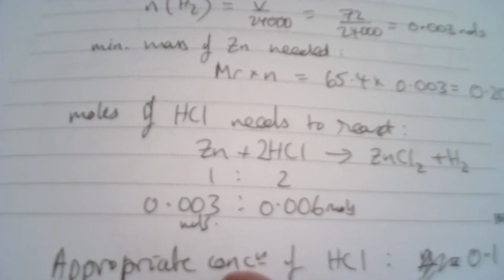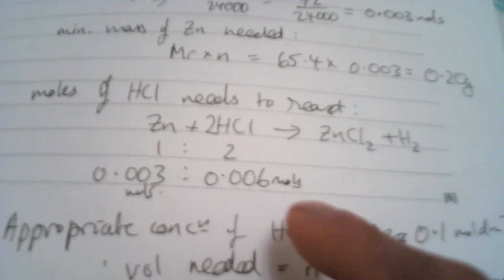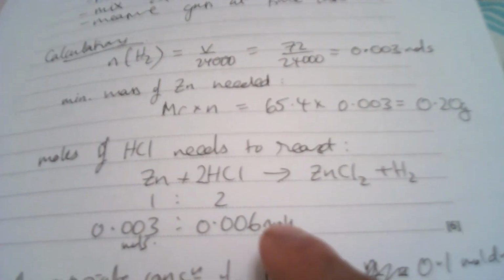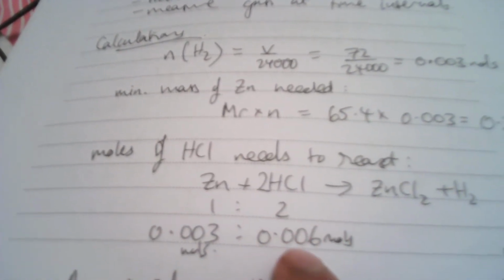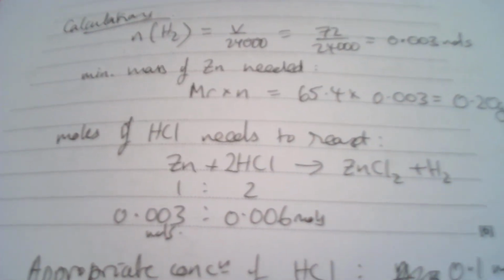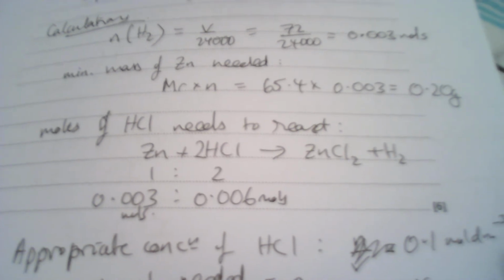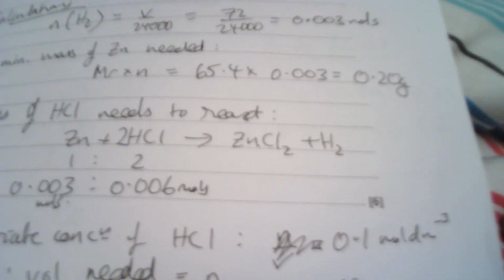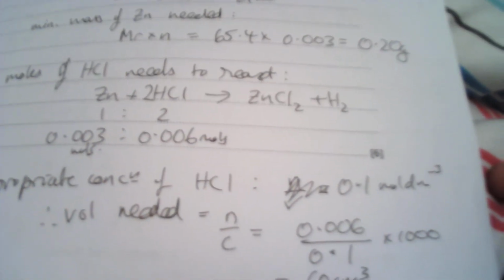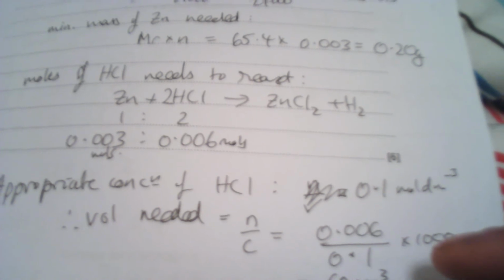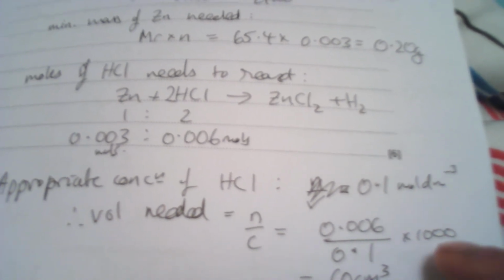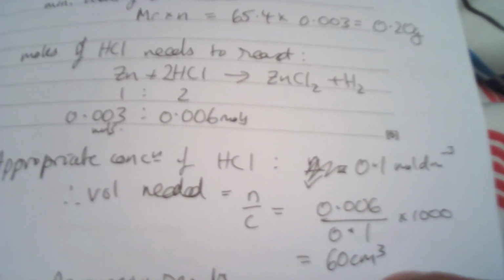Because it's a solution, we're going to convert that to a volume in cm³. So remember, volume is moles over concentration. Well, we know the moles, 0.006, but we don't know the concentration, so you have to decide a suitable concentration. We're working in ones, so let's start with 0.1 mol per dm³. If we use that, and you do moles over concentration, remember you'll get your volume in dm³, so times it by 1,000 to get cm³, you get 60 cm³.